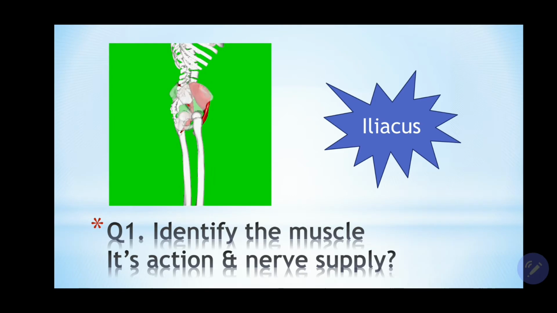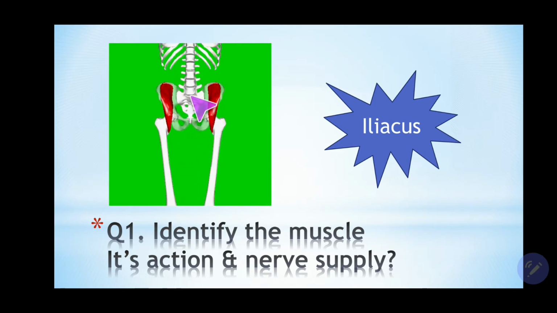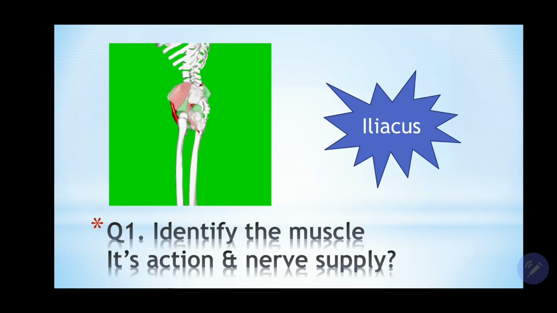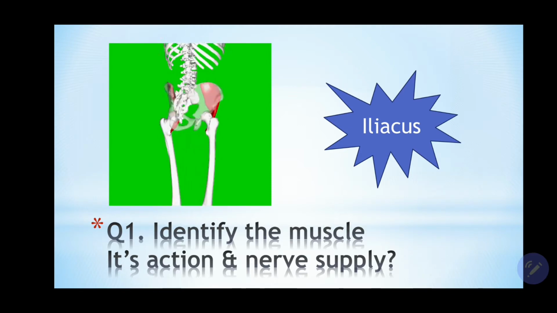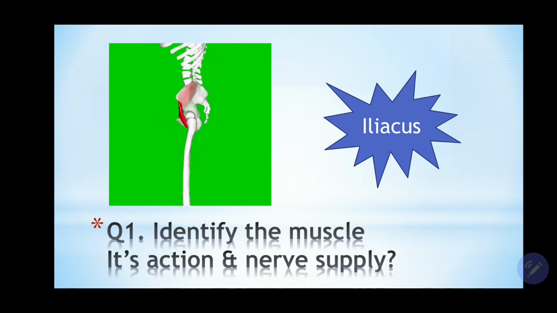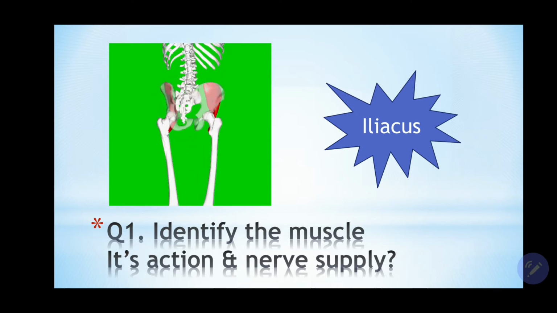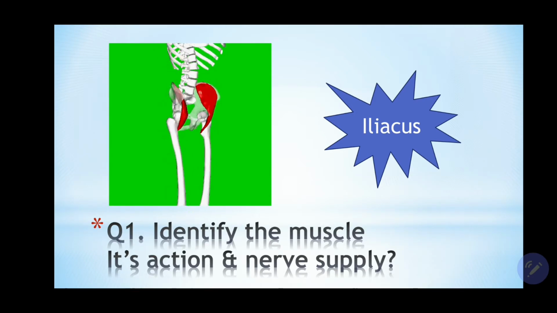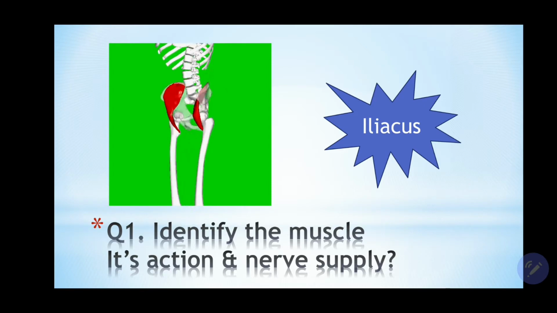Then it also takes origin from two ligaments behind, the ventral sacroiliac ligament and the iliolumbar ligament, as well as the upper lateral surface of the sacrum. This muscle, iliacus, forms the lateral boundary of the greater pelvis, or the false pelvis.